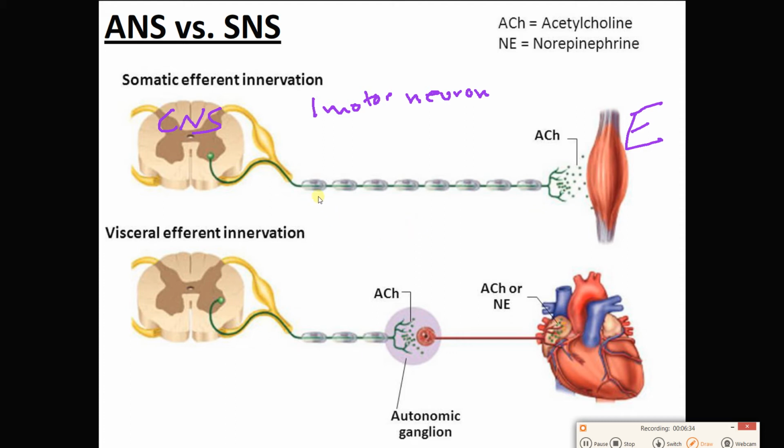Single motor neuron. And what do we see on the axon there? What are all these? Shout it out if you remember.